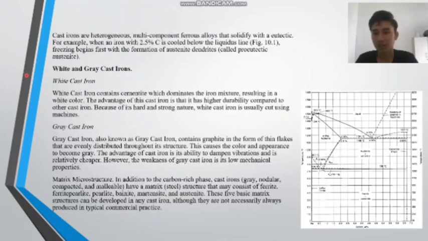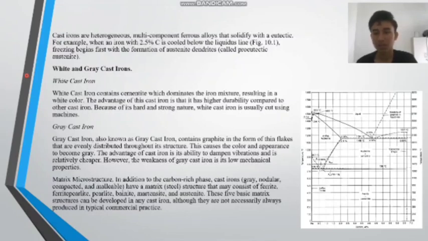White cast iron contains cementite, which dominates the iron mixture, resulting in a white color. The advantage of this cast iron is that it has higher durability compared to other cast iron because of its hard and strong nature. White cast iron is usually hard to cut using machines.